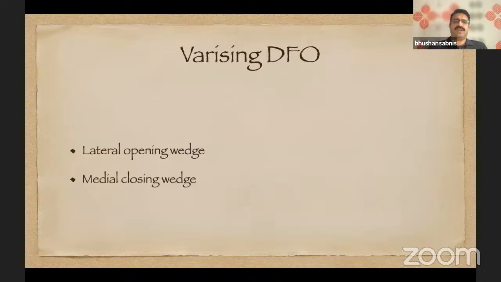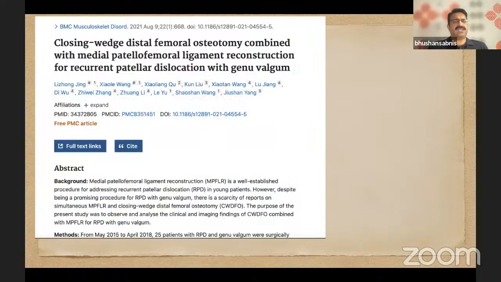Now we are talking of a DFO today, so we are talking of a varus producing or varising DFO. You can do a lateral opening wedge or a medial closing wedge. The normal practice is to go for a medial closing wedge, for it's much more stable generally without any issues of healing problems, and approach is pretty easy as such. And there are a lot of papers to support it.